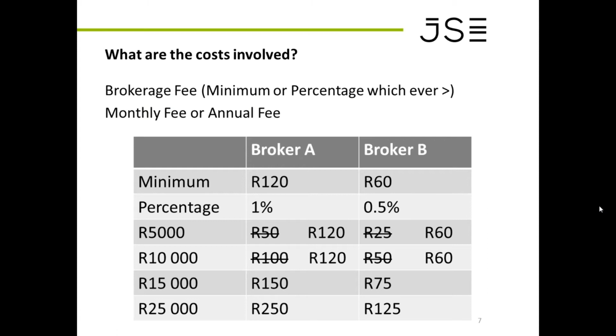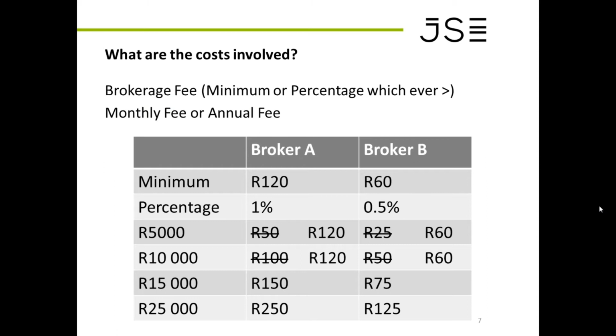And again, broker B, 60 Rand or 0.5%. 5,000 times 0.5% is 25 Rand. Which is greater, 60 Rand or 25 Rand? It's 60 Rand. 10,000 Rand, 50 Rand or 60 Rand. 60 Rand is greater. But once you get to 15,000, then 75 Rand is greater than 60. So therefore, that's what you're going to be charged, 0.5%. And that is how brokers work.